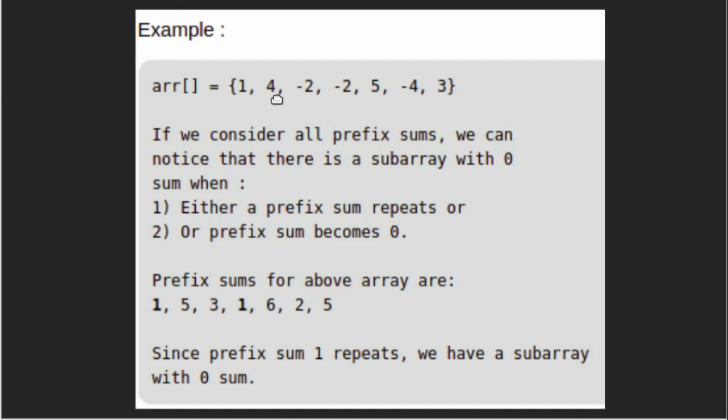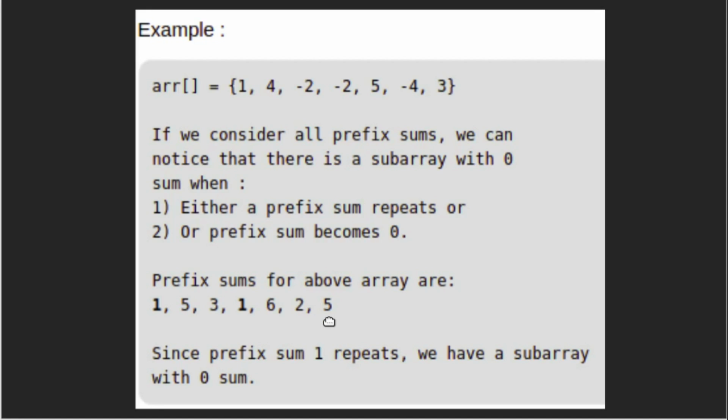The input array is this. First we'll find all the prefix sums. These are the prefix sums of the above array: 1, then 1 plus 4 that is 5, then 1 plus 4 minus 2 that is 3, and so on.